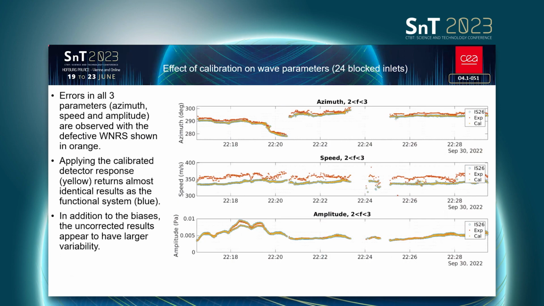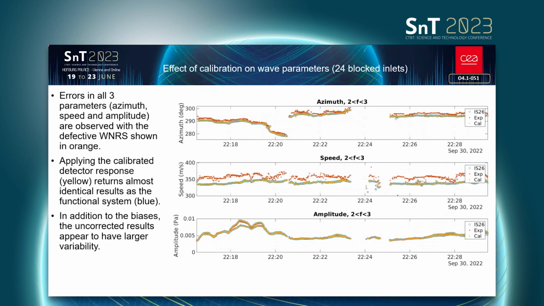And we can see in the azimuth, in the speed, and in the amplitude, all 3 of those estimations, there are clear biases that show up in the results. So a few degrees in the azimuth, almost 20 meters per second in our speed. And it's difficult to say exactly in the amplitude, but there's clearly a bias in the amplitude. And this is just above the resonance, so we're actually seeing the amplitude look smaller than we would expect.